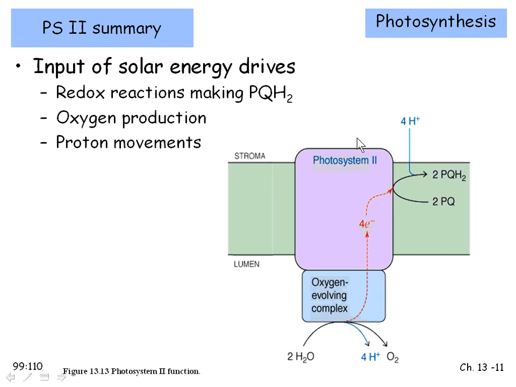And coupled to all of this are proton movements. So the protons needed to make the reduced plastoquinone come from the stroma, and the protons released when you make oxygen stay in the lumen. So the net effect is really quite a big change in the number of protons from one side to the other. Just as complex 1 couples the movement of electrons to pumping protons. Questions?